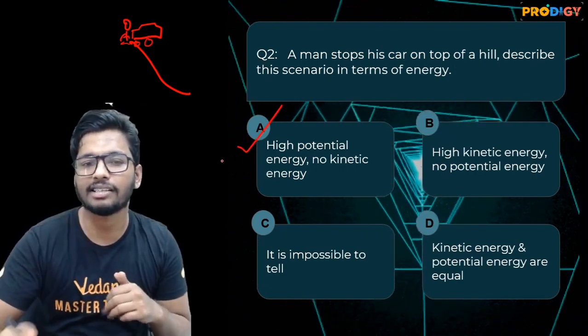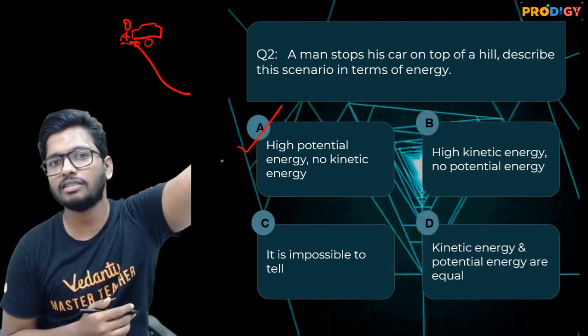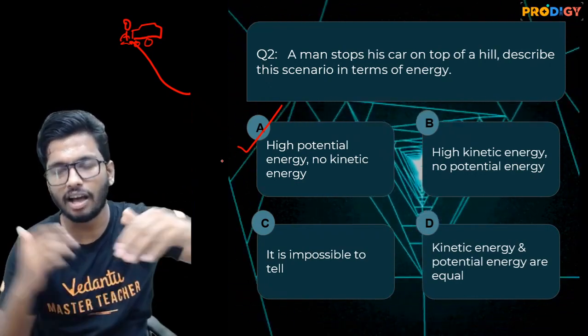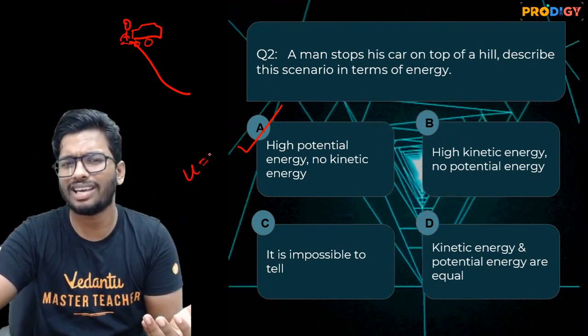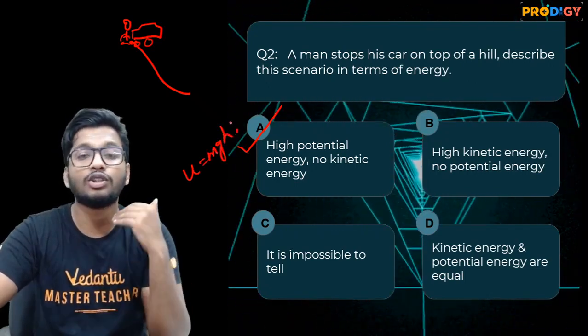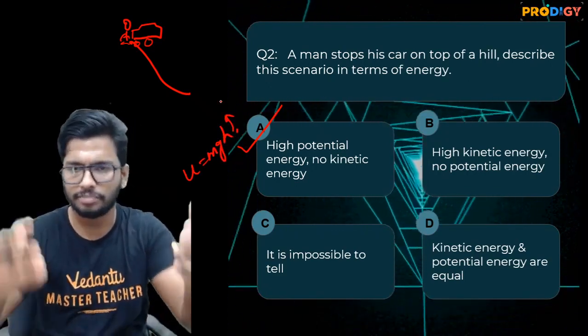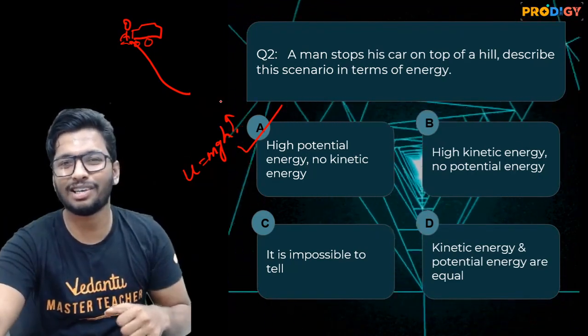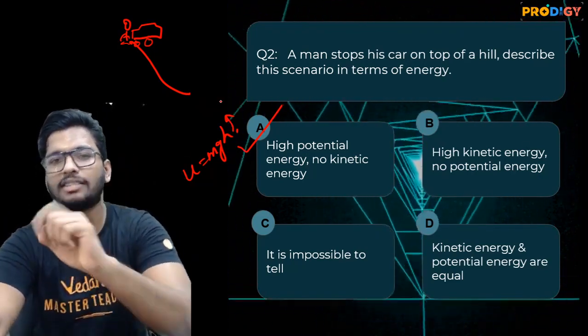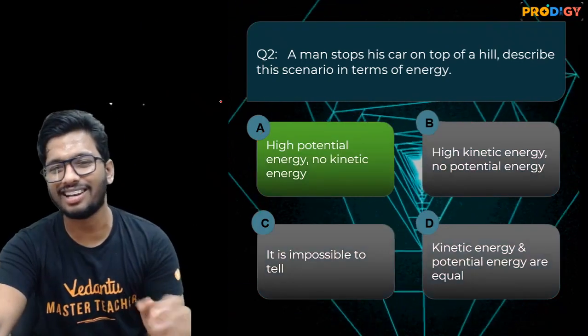Because here's the thing, guys. Because the car is at a certain height, the potential energy is going to be greater. Because if you remember, the formula for potential energy is what? U is equal to mgh. So the greater the height, the more the potential energy. So that's very obvious. And because the car is standing still, kinetic energy is going to be 0, whereas potential energy is going to be maximum. So that is the answer, guys. Moving on to the next question.